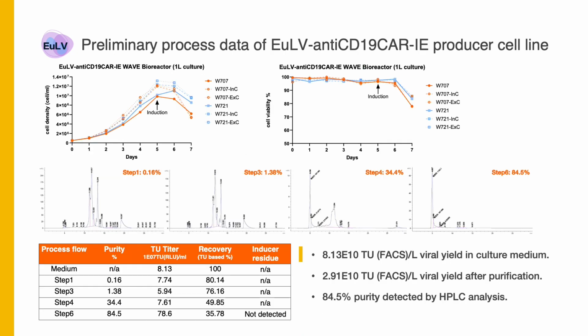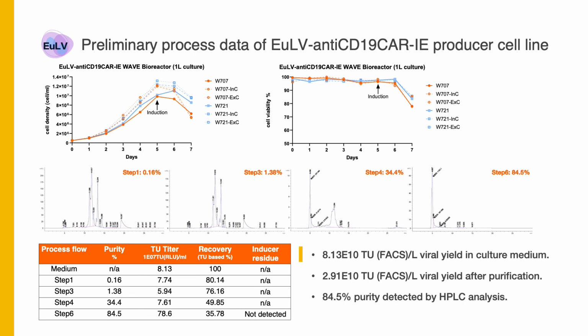Here we have the preliminary process data of our EuLV anti-CD19 CAR IRES EGFP producer cell line. The 2 figures at the top are the cell density and cell viability data in a 1 liter wave bioreactor. Similarly, they are induced on day 5 and harvested after 48 hours. The bottom shows 1 batch of downstream process data. Here is the purity data in process steps 1, 3, 4, and 6, measured by HPLC. And the purity, the transduction titer, and the recovery data were summarized in this table.